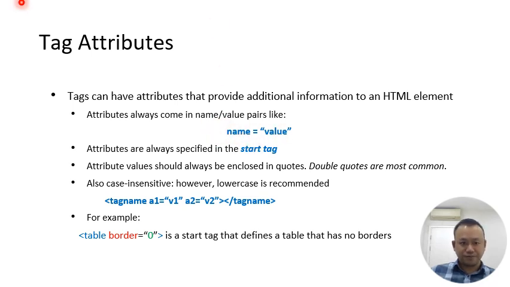First, we have the attribute name and the attribute value. So the attribute name specifies what aspect of the element is being defined, and the attribute value assigns a value to the attribute and is enclosed with quotes like this.